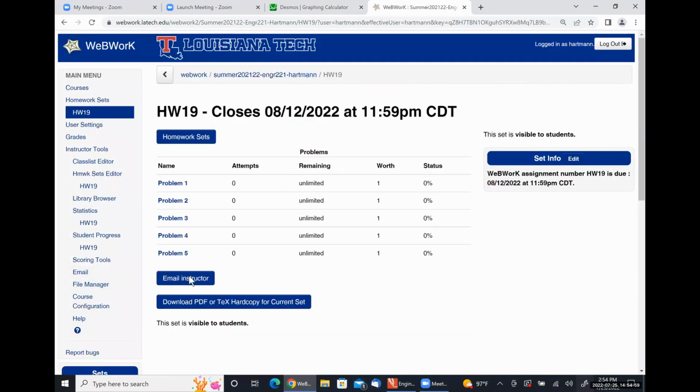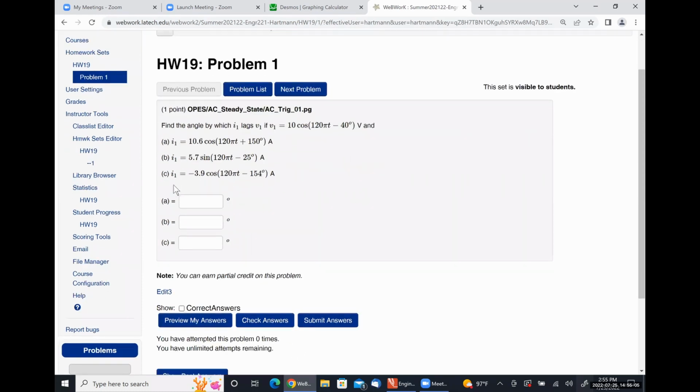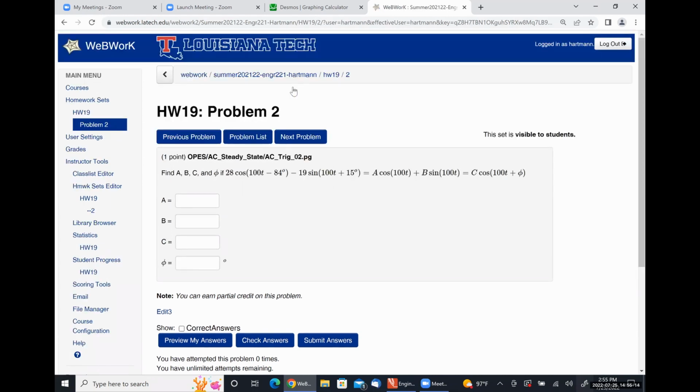So homework set 19, let's look at problem 1. That's actually pretty easy. Let's not worry about that. Now we can use what we learned here on this one as well, but let's look at problem 2. I think it's more difficult. Yeah, problem 2 is a pretty surly and terrible problem. Okay. So we are asked to find A, B, C, and our phase angle given these constraints.